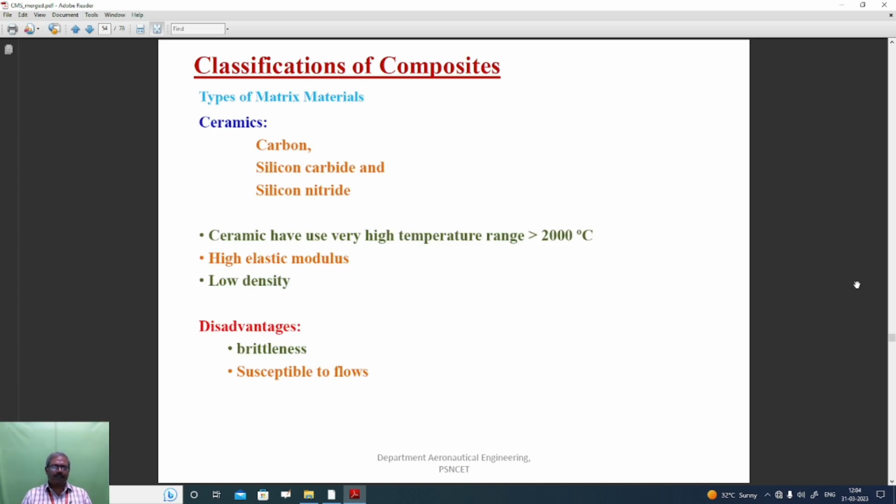Then ceramic composites. The materials that can be used are carbon, silicon carbide and silicon nitride. Ceramics can be used in a very high temperature range, greater than 2000 degrees centigrade. They have high elastic modulus and low density. The disadvantages of ceramic matrix composites are brittleness, they break easily, and they are susceptible to flaws.